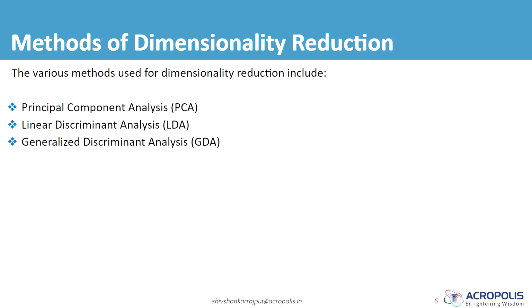Now, methods of dimension reduction. There are various methods of dimension reduction. It includes PCA, LDA, and GDA. PCA is principal component analysis, LDA is linear discriminant analysis, and GDA is generalized discriminant analysis. In this video, I am going to explain the principal component analysis.